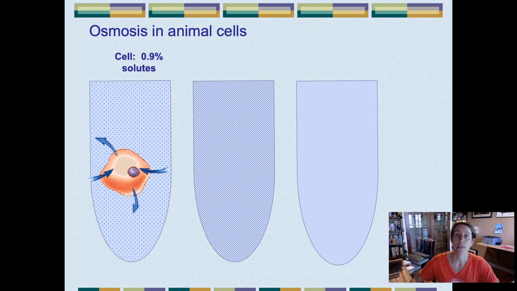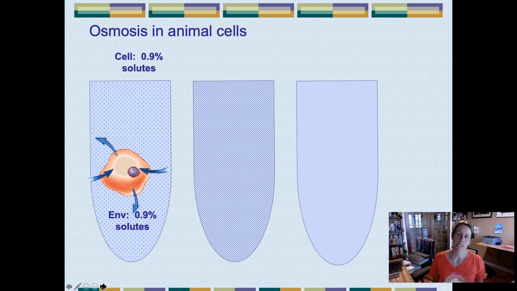And this cell is bathing in a solution in the test tube that is also 0.9%, and that's what that ENV stands for, the environment. So the environment outside the cell, all that liquid that the cell is floating around in, is also 0.9% solutes. So the cell is 0.9%, the outside solution is 0.9%.